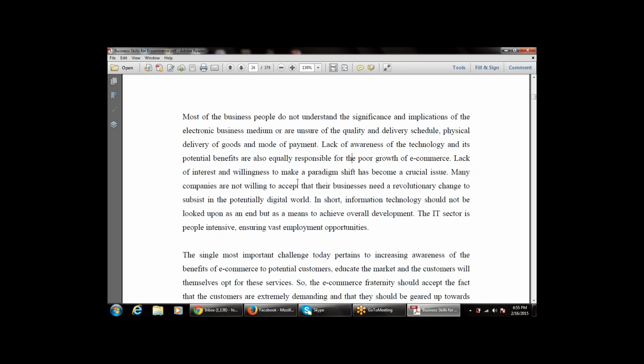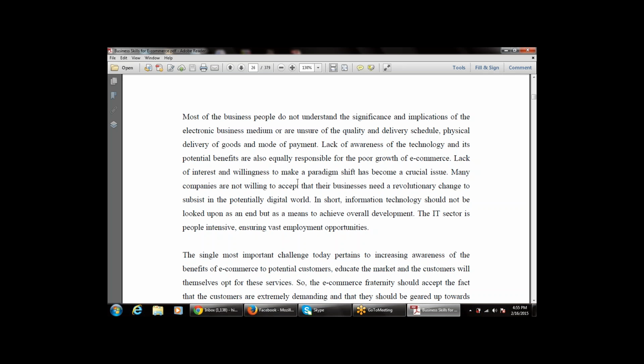Many companies are not willing to accept that their businesses need a revolutionary change to subsist in the potentially digital world. In short, IT should not be looked upon as an end or a privilege, but as a means to achieve overall development. The IT sector is people intensive, ensuring vast employment opportunities.